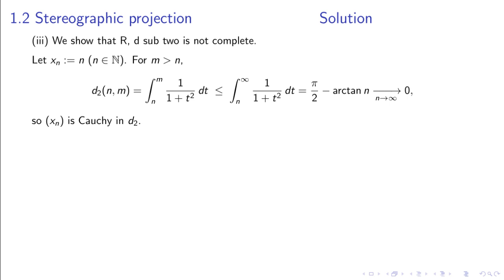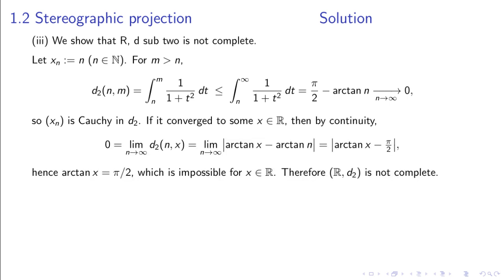As n goes to infinity, arctan n tends to π over 2, so π over 2 minus arctan n tends to 0. Hence, d₂ of (n, m) can be made arbitrarily small by taking n and m large, and the sequence xₙ is Cauchy with respect to d₂. Suppose for contradiction that xₙ converges in R with respect to d₂, and let x be its limit. Then d₂ of (n, x) tends to 0 as n goes to infinity.